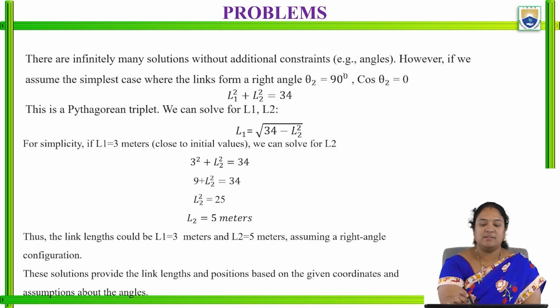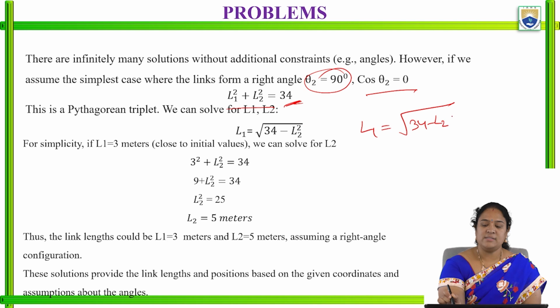Now, taking theta 2 equal to 90 degrees, cos theta 2 is equal to 0. Then L1 square plus L2 square, which we have already got as 34, gives L1 equal to root of (34 minus L2 square). What is L1 square? If L2 is 3, then 3 square plus L1 square is equal to 34. That is, 9 plus L1 square is equal to 34.